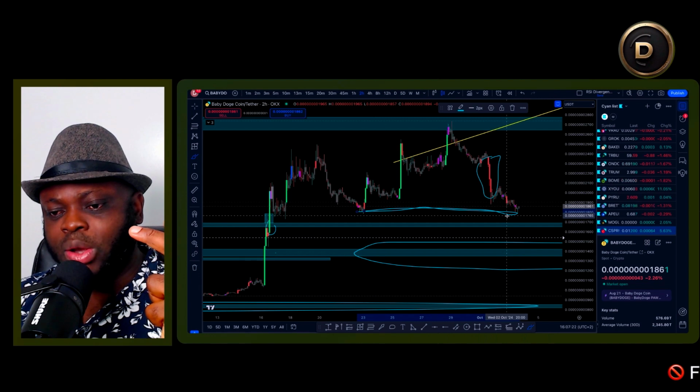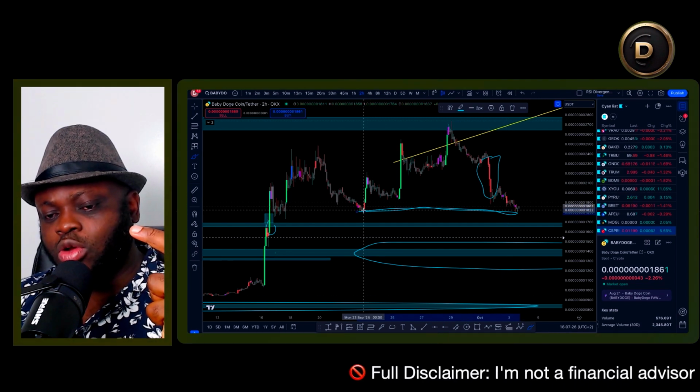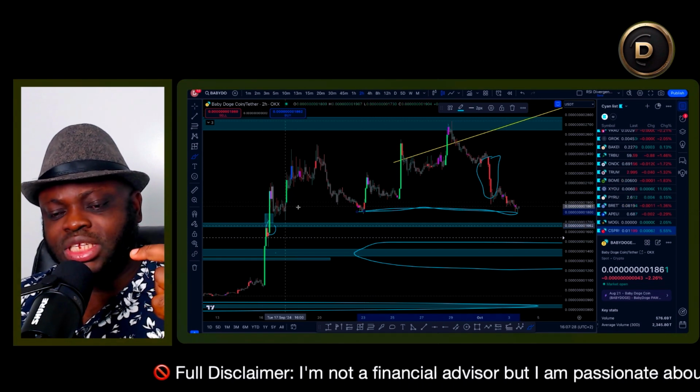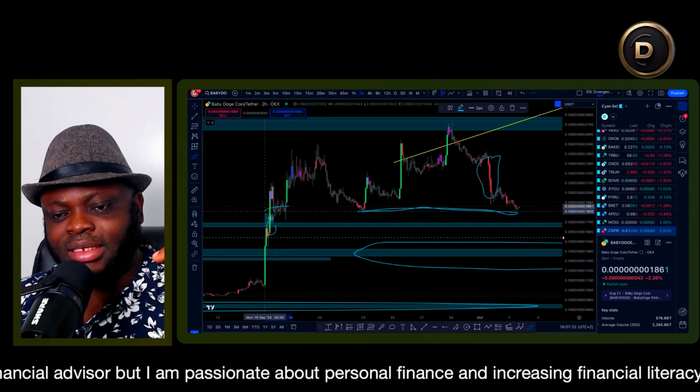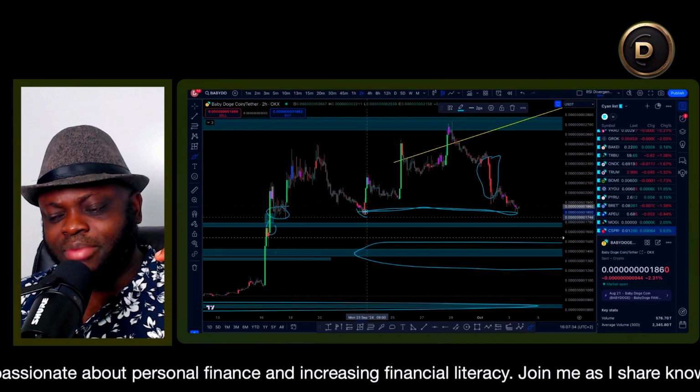Now, looking at the 2 hours time frame, you can see that price has gotten to this zone where we got more demand. In the past, there was more demand here for price, and price has come back there.